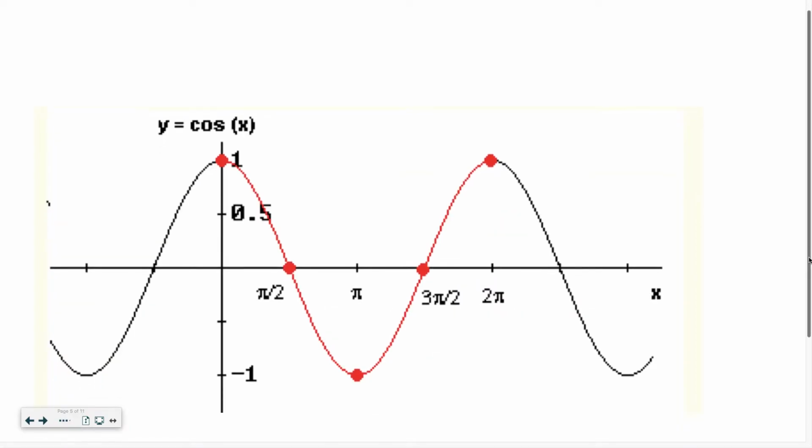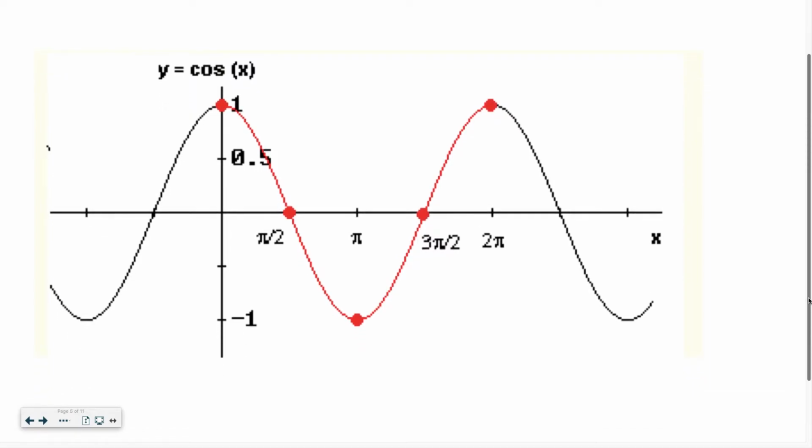So here is the cosine curve, and it goes on forever in both directions, but I'm going to have you draw that red highlighted piece. That's what we call one period of the curve. It's a unique chunk.